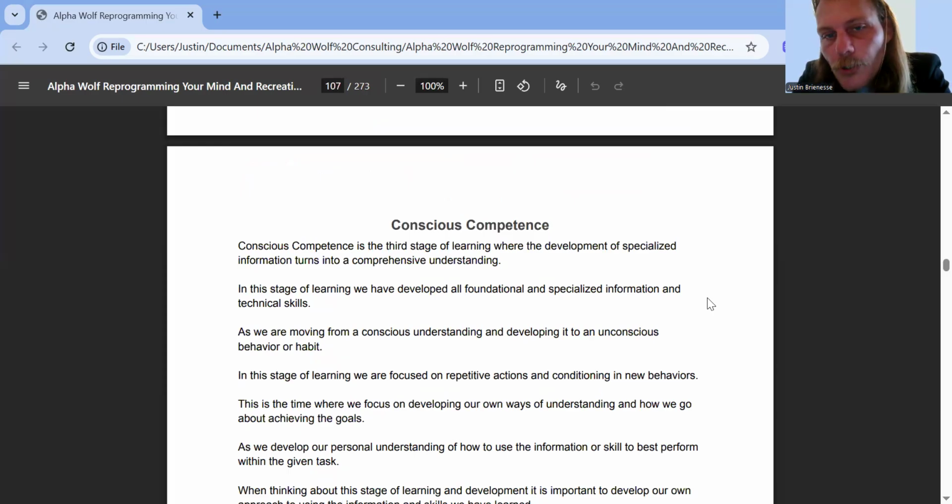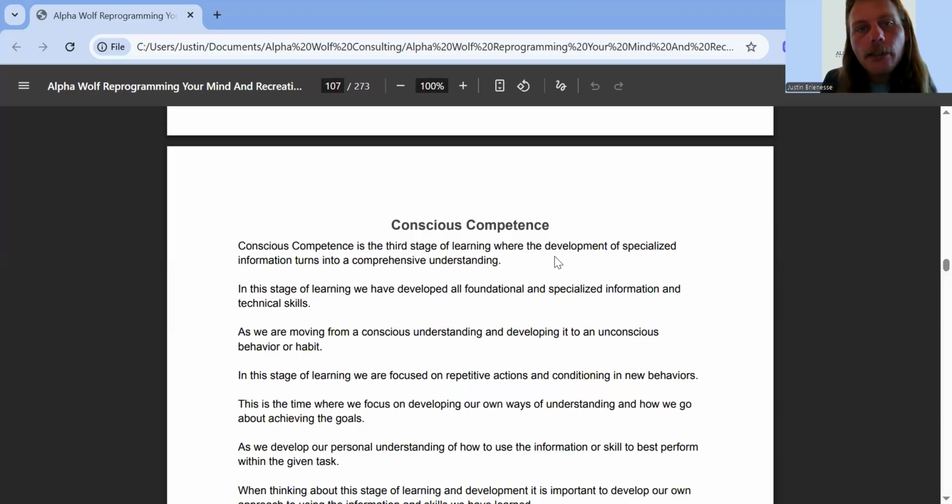So, conscious competency is where I now understand in depth that I need to move north. I now understand in depth what is west, what is north, what is south, and what is east of me. I understand exactly where I'm at, and now it's just a process of me moving towards it. Do you sort of get it?